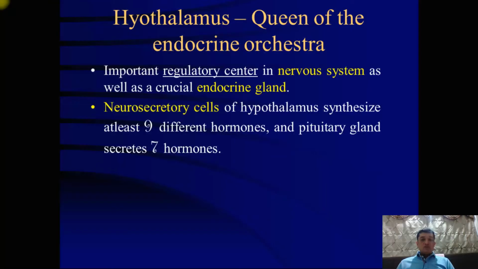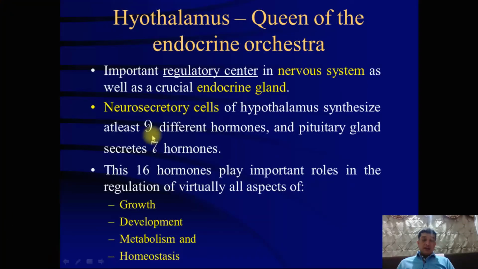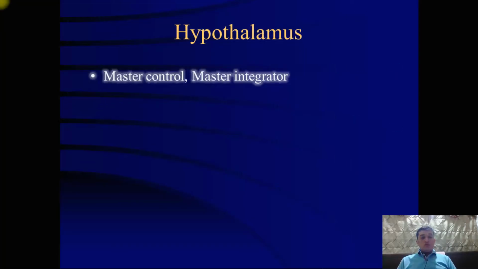So a total of 9 hormones from the hypothalamus and 7 hormones from the pituitary gland. These are able to control this, 9 plus 7, 16 hormones that play a very important role in the regulation of virtually all aspects of growth, development, metabolism, and homeostasis. This includes almost everything happening inside our body. So this is the importance of the hypothalamus. Yes, it is referred to as the master of masters, or a master integrator gland, right?